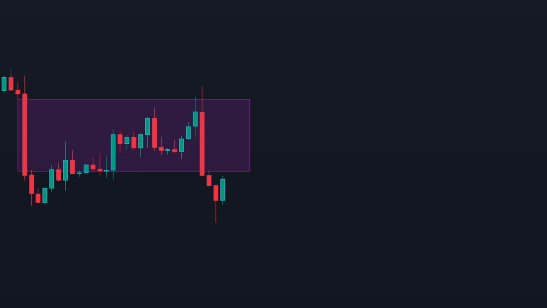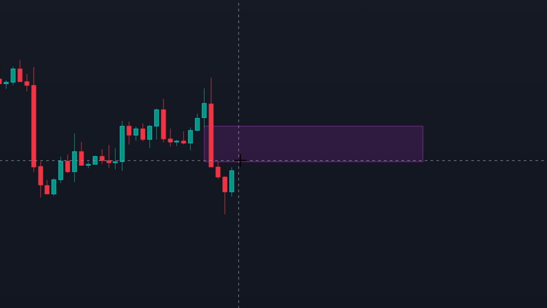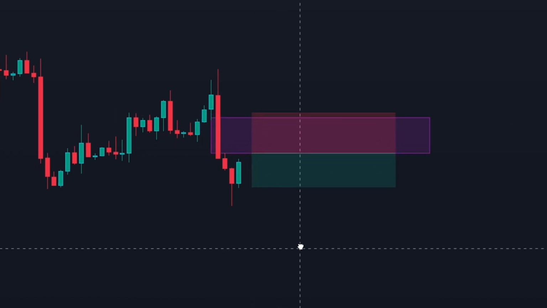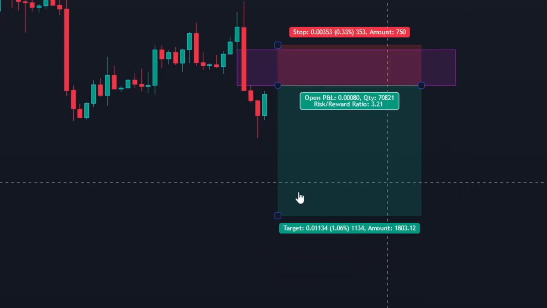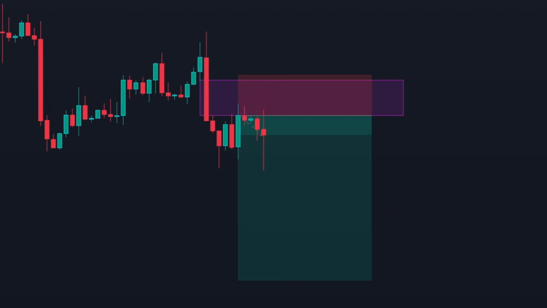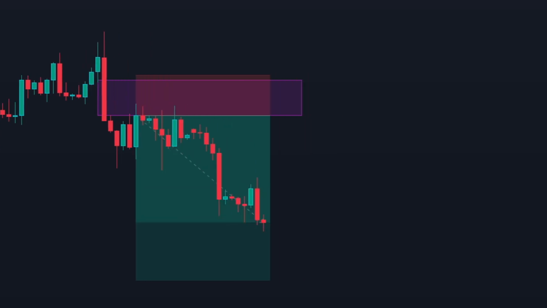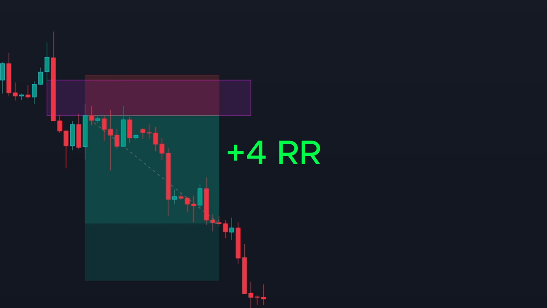An extra confluence is this break of structure. Now we can delete the macro zones and focus on the micro zones for the entry position. We sell short, with the stop loss right above the gap and the take profit below the last swing low. We entered the trade right here. And that's a win of 4 RR.